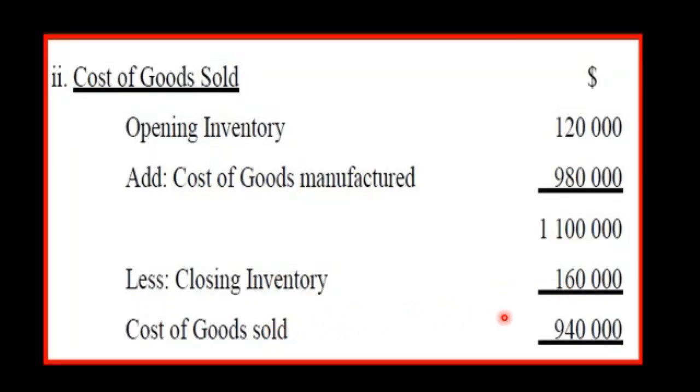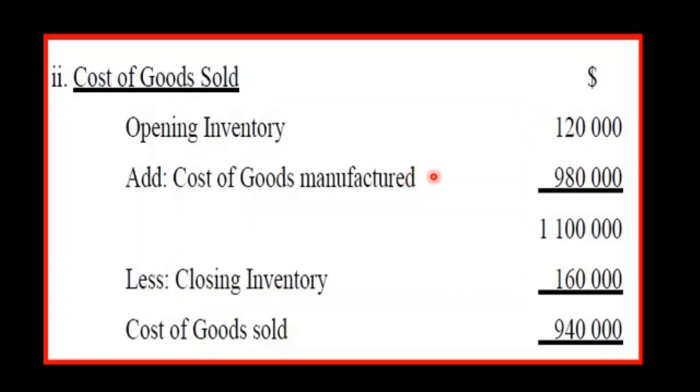We'll get the cost of goods sold, which we will minus from our sales, and we get our profit, our gross profit. Okay, so this is where the cost of goods manufactured comes in. It replaces the cost of goods, sorry, purchase. Okay.